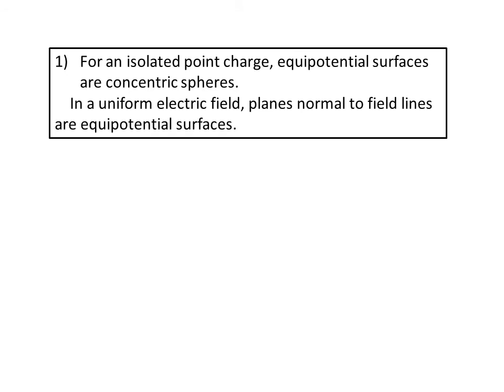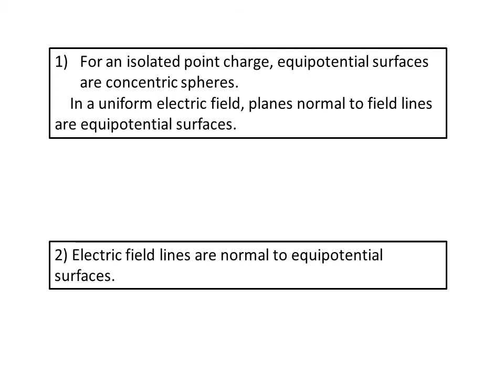So for an isolated charge, whether it is positive or negative, equipotential surfaces are concentric spheres. And for a uniform electric field, planes drawn normal to the field lines are equipotential surfaces. Second point was electric field lines are normal to the equipotential surface.